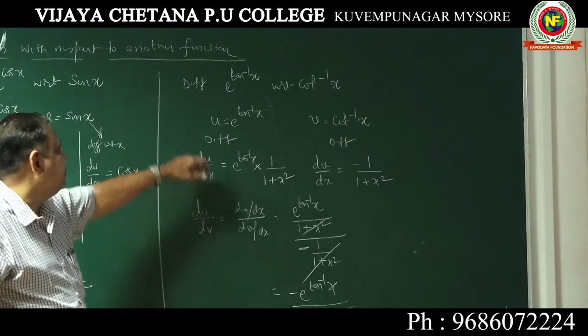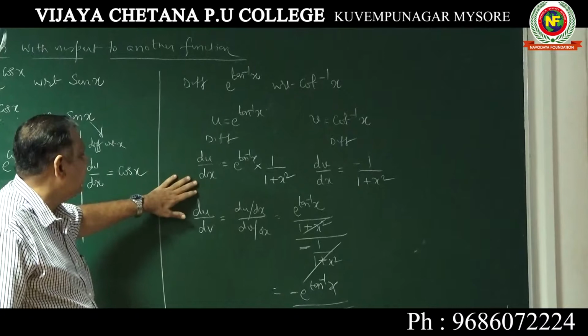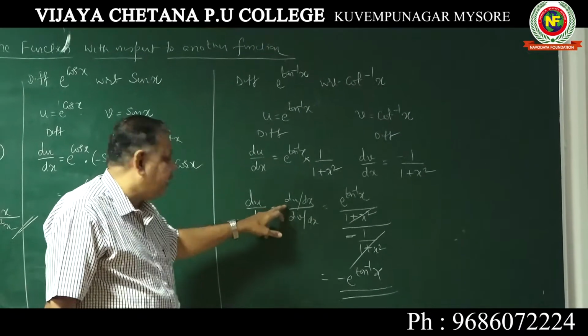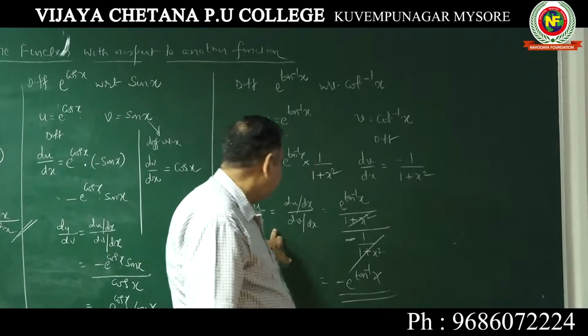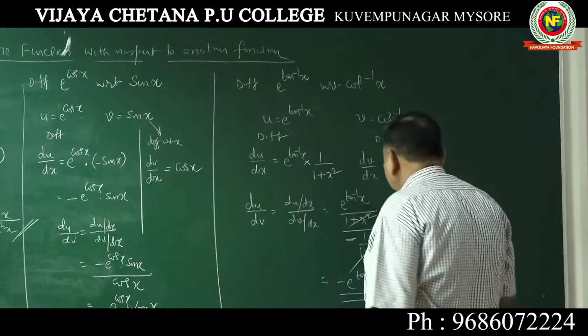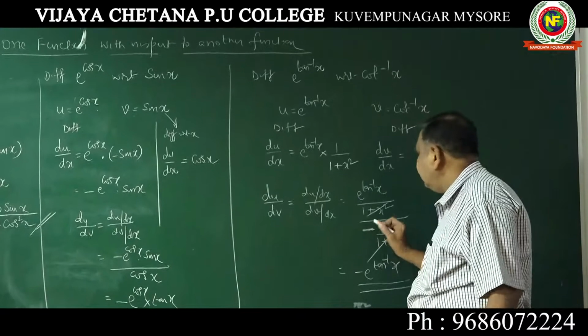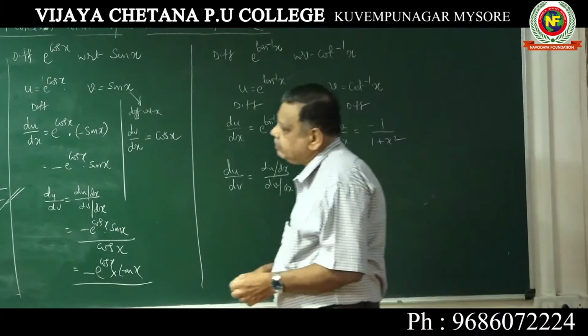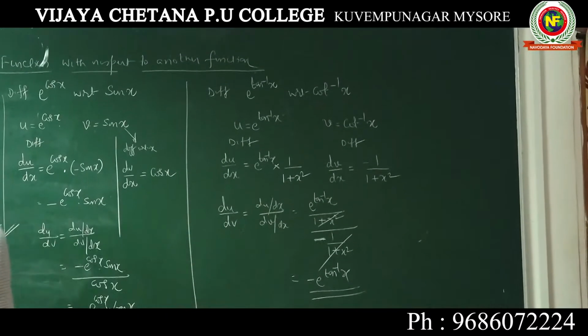Again, du by dv is du by dx over dv by dx, and the final answer comes with this minus sign. Many students leave out this minus sign, losing marks miserably. Minus e to the power of tan inverse x is the answer.